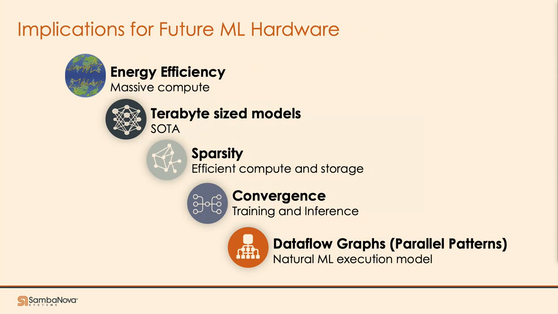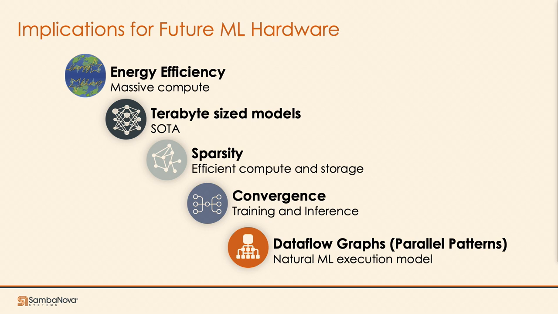So what are the implications for future ML hardware, given what we know about ML algorithms? So fundamentally, of course, since we want to build very large models with very high computational requirements, and we want to be able to serve these in real time, we need massive amounts of compute. And since fundamentally compute is energy constrained, it's power constrained, this compute has to be energy efficient. We need to support very large terabyte size models to get state-of-the-art accuracy. Sparsity is becoming an increasingly important aspect of large-scale machine learning training. We talked about the fact that we have a convergence of both training and inference on the same platform. That would have a lot of advantages.